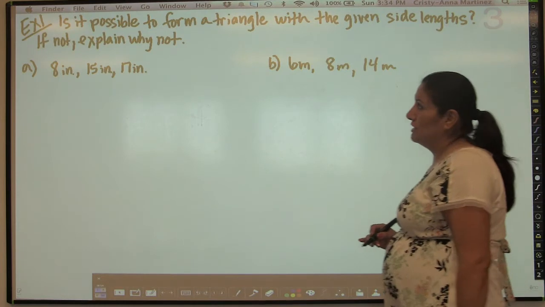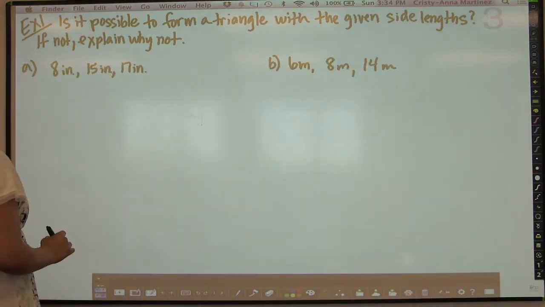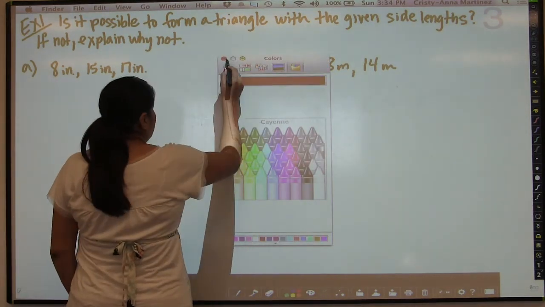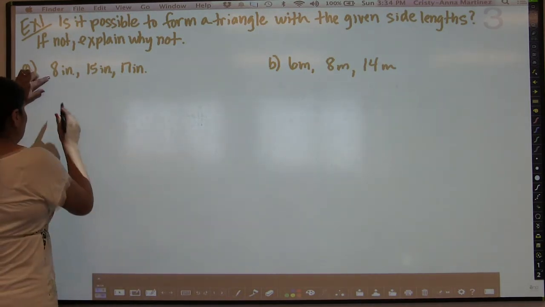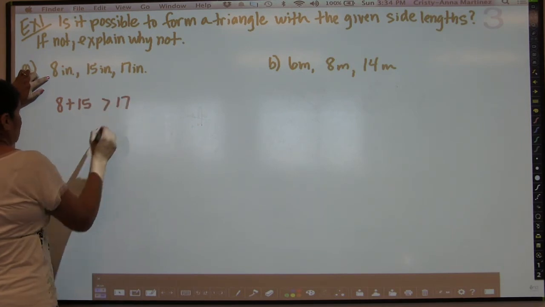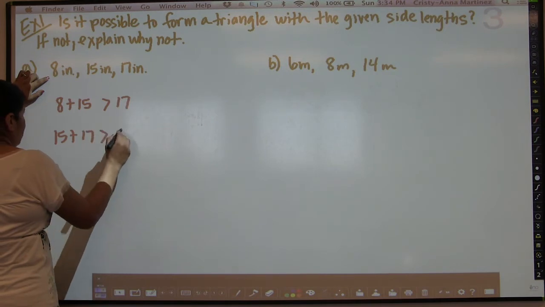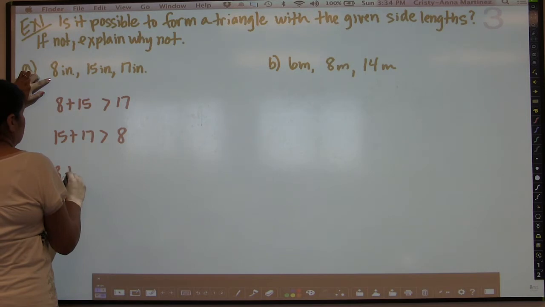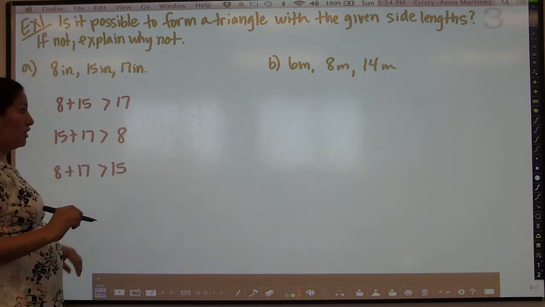So here we have our first example, and it says, is it possible to form a triangle with the given side lengths? And if not, explain why not. And so the easiest thing for us to do is to basically set up those 3 inequalities. So in this case, I can take 8 and 15, and that should be larger than 17. 15 and 17 should be larger than 8. And then lastly, 8 and 17 should be larger than 15. Now, if all of these hold true, then we're in good shape.